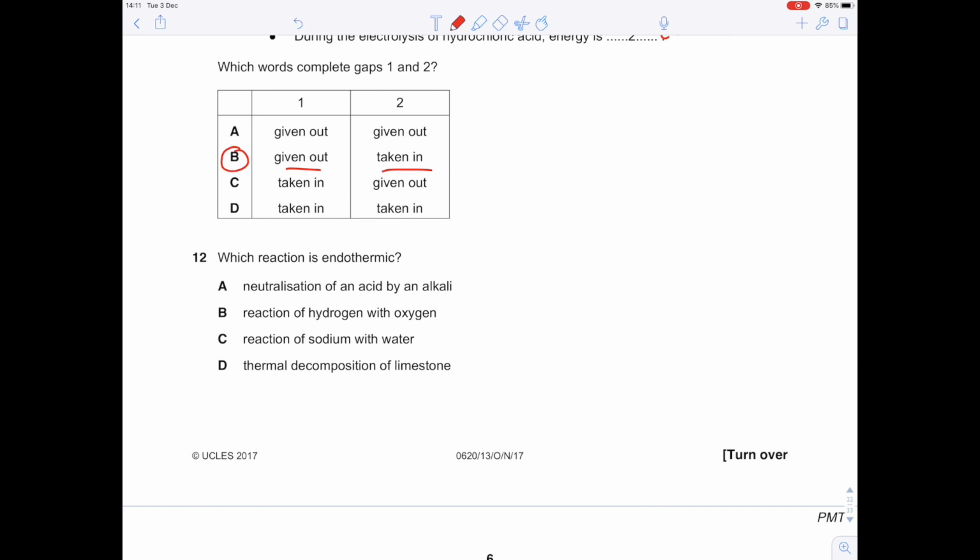Which reaction is endothermic? Neutralization of an acid by an alkaline? No, that is exothermic. We must learn which reactions are endothermic and exothermic. Reaction of hydrogen with oxygen? No, again, that is not endothermic. The same is true for the reaction of sodium with water. Thermal decomposition of limestone? Well, here you're taking in heat energy, obviously, because you're needing the heat in order to decompose the limestone. So that's why D is the answer.